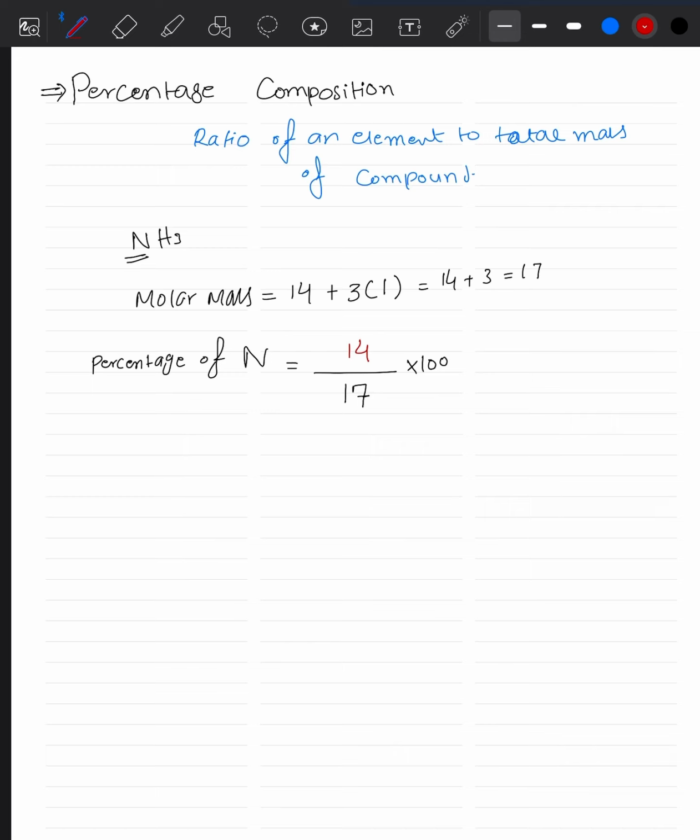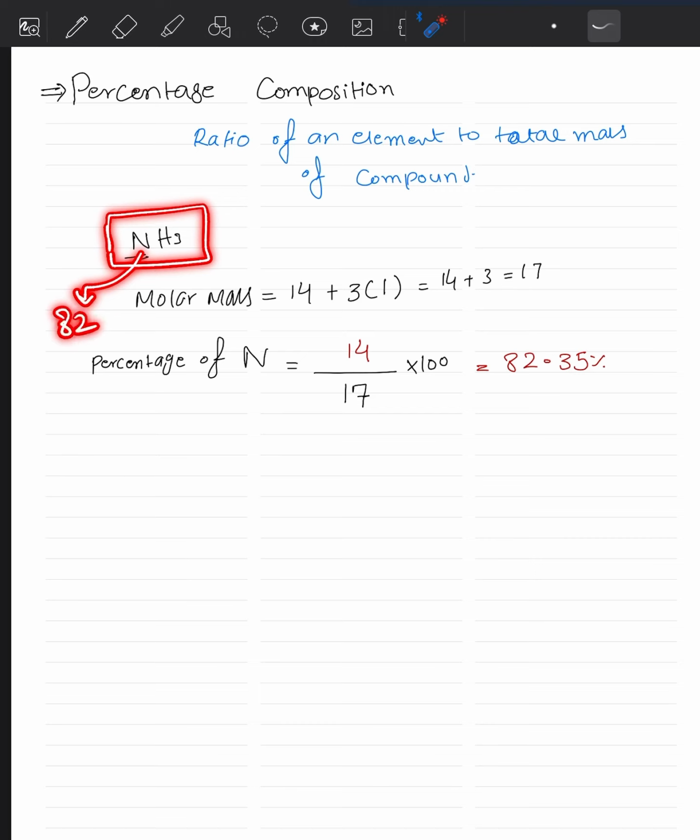So 14 divided by 17 into 100. The percentage of nitrogen in this compound is 82.35%. So we can say that in ammonia, NH3, the percentage of nitrogen is 82%, and the percentage of hydrogen will be 18%, because these two add up to 100.